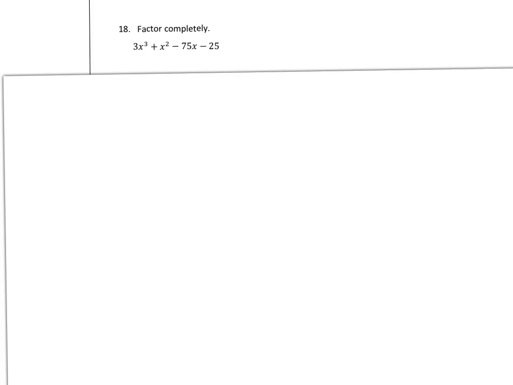All right, last one here. We'll do some grouping on this one. So I group those together. I see the first group I can take out x squared, and that leaves me with 3x plus 1. The second group I take out, I would take out a negative 25. I don't know why I did that in red. Let's do it in blue. Minus 25. That will leave me with 3x plus 1 as well.